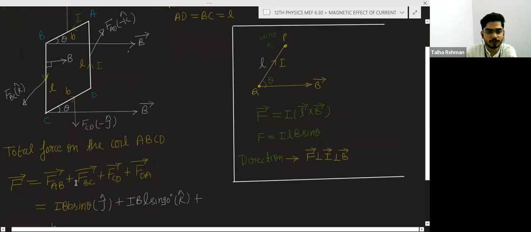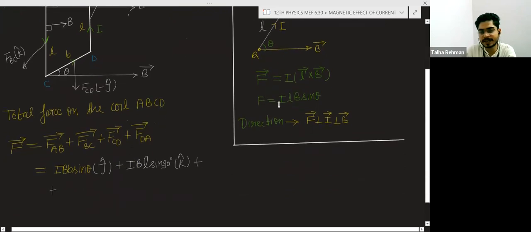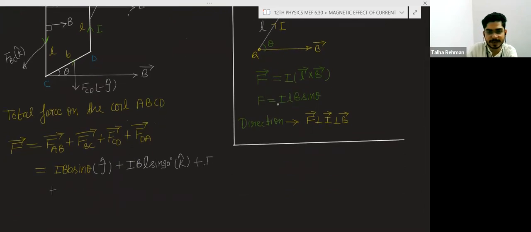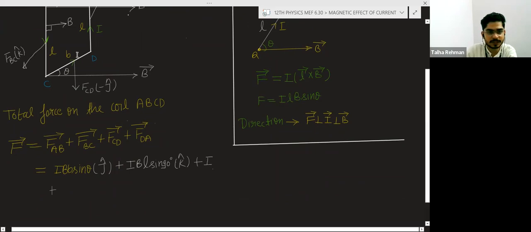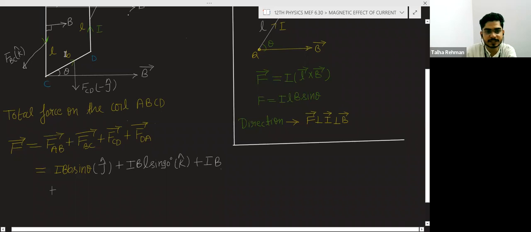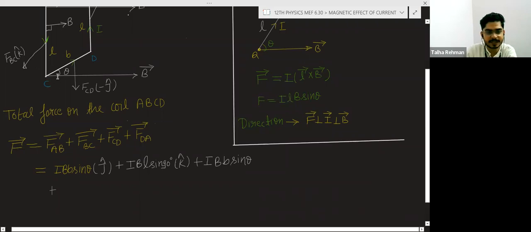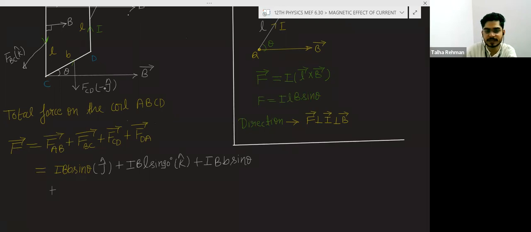Now for CD, the same formula will be applied: I B L sine theta. Current is I in the wire CD. The magnetic field is constant or uniform, that is B. The length of CD is small b, and sine theta, because this wire makes an angle of theta with the magnetic field. We will multiply this with minus J cap.